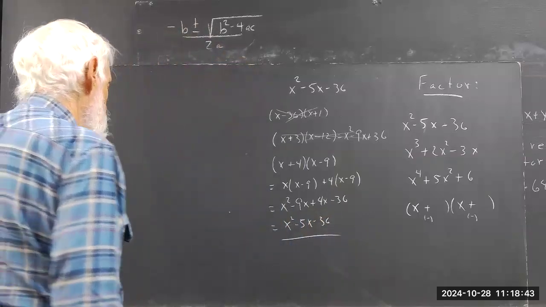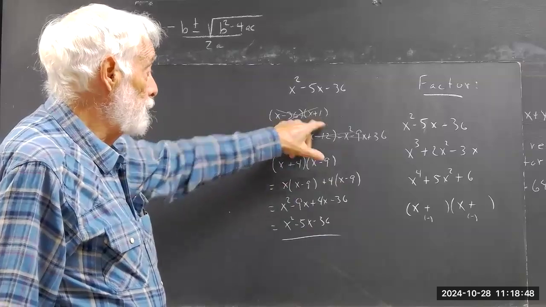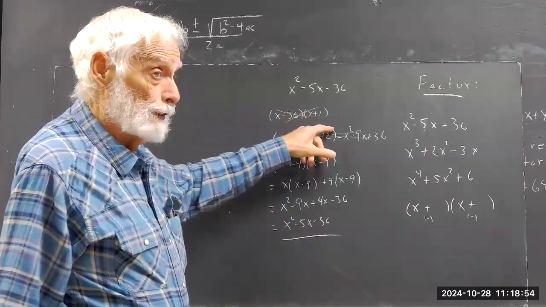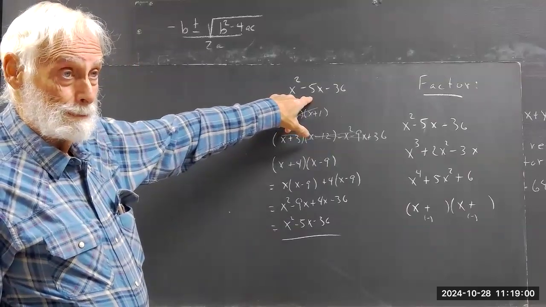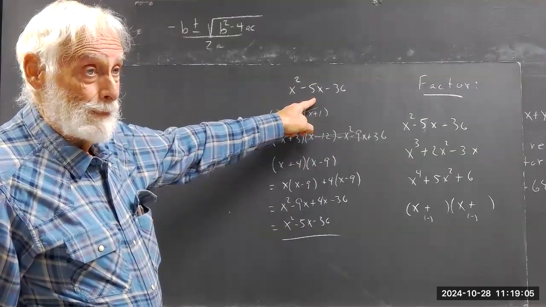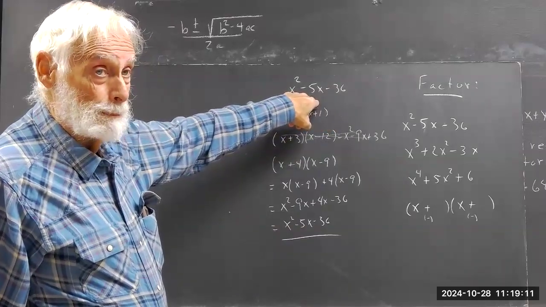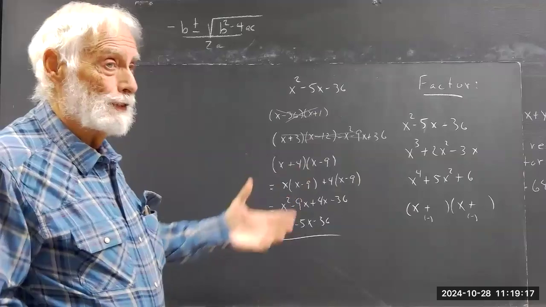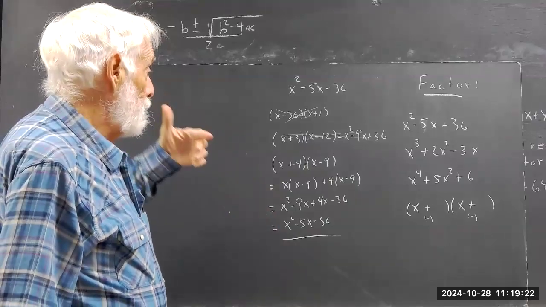Okay. Now, what we did before was I just listed all possibilities for 36. So I could use minus 36 and plus 1. I could use x plus 36 and x minus 1, but I wouldn't do that because I know that's not going to give me a negative on x. And 36 and 1 is never going to combine to give me 5. So I've got to find two factors of 36 that'll give me a 5. Okay? So I could try 2 and 18. Well, that's never going to add up to 5, no matter what my signs are. I could try 3 and 12.